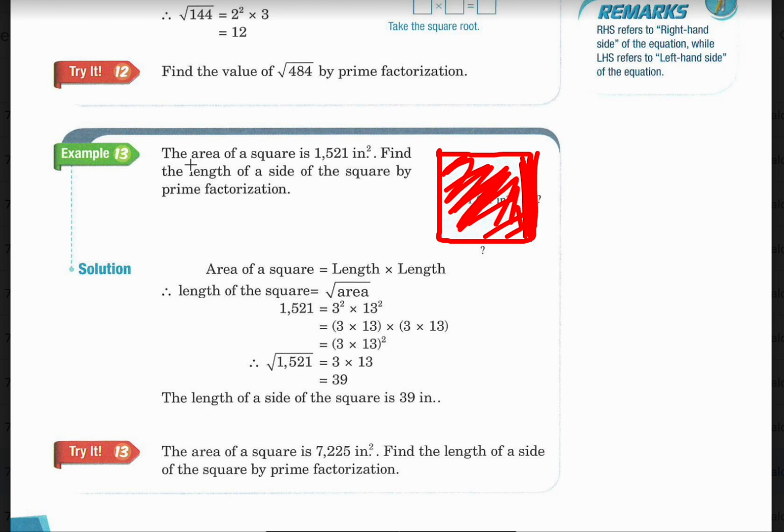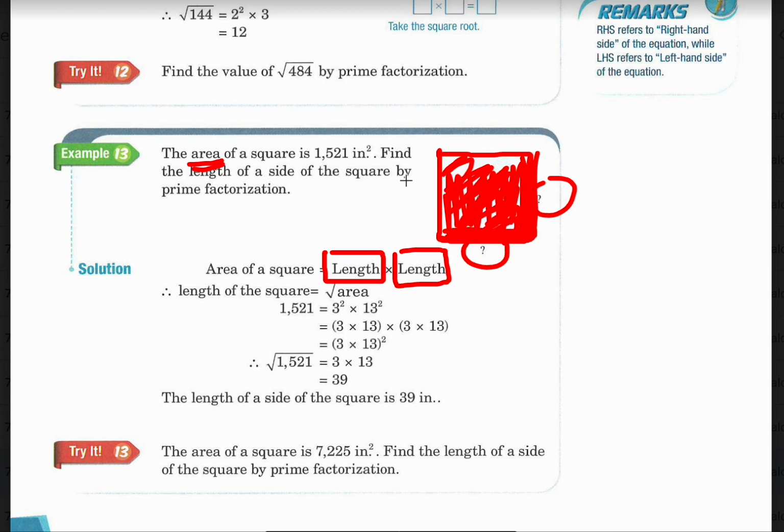And since it's the area, we know that area is length times length, or side times side, whichever way you want to say it. So we need to figure out what each of these sides are. So we're going to use square root, because this is squares right here. We need to work backwards because they gave us the entire area. We need to work backwards and figure out what each of these question marks equal to, because we know that they multiplied together to get to this big number, 1,521. So we're trying to figure out the square root of 1,521.